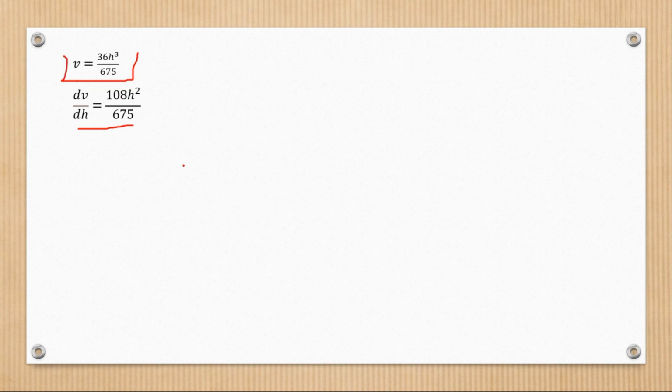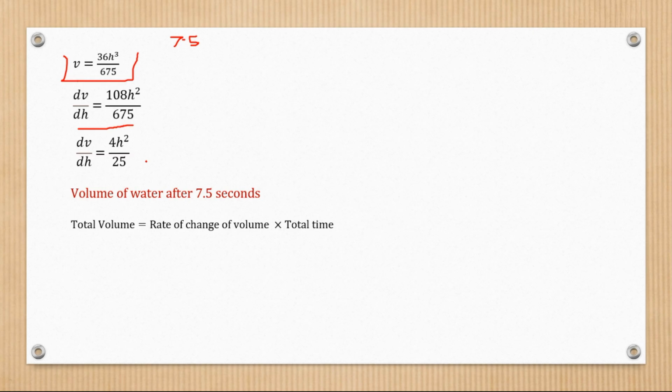Now we're going to be using the other method of finding the volume to find out what the volume was when we were at 7.5 seconds, and we're going to equate that to this. Simplifying this further, it will give us 4h squared over 25. So now let's look at the volume of water after 7.5 seconds using the other method. Remember, the other method is total volume is equal to rate of change of volume times total time, which is 3 times 7.5, which is 22.5 cubic centimeters. So now we know the volume of the water after 7.5 seconds.